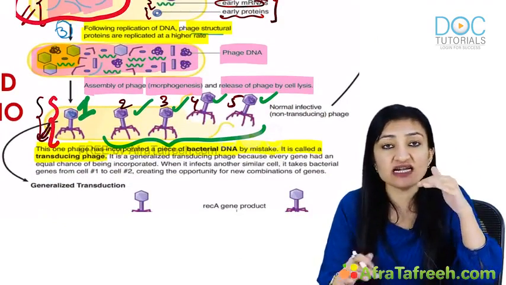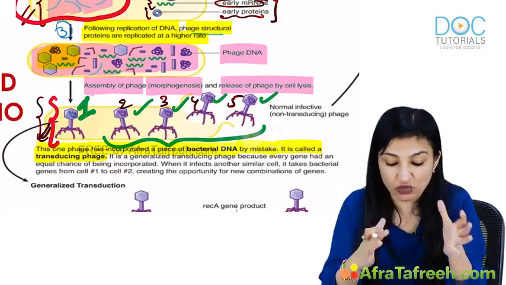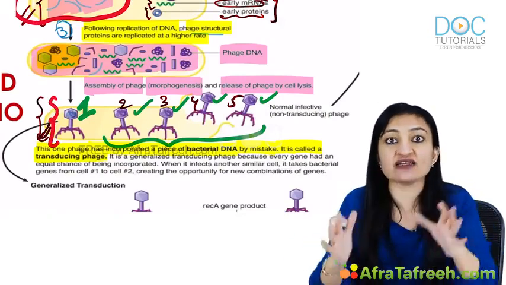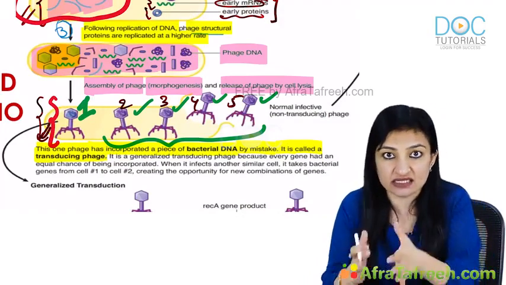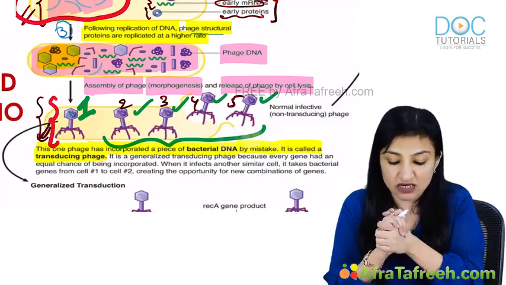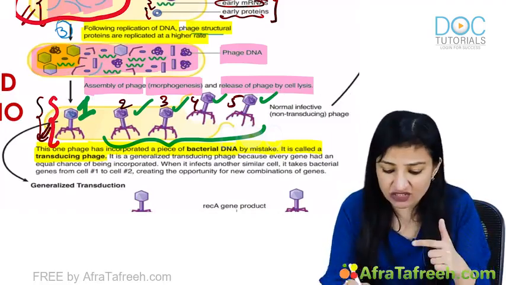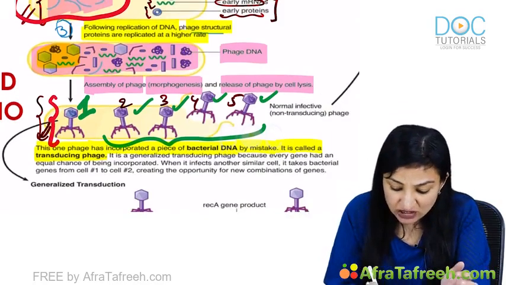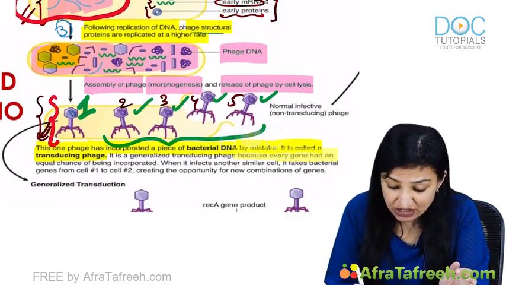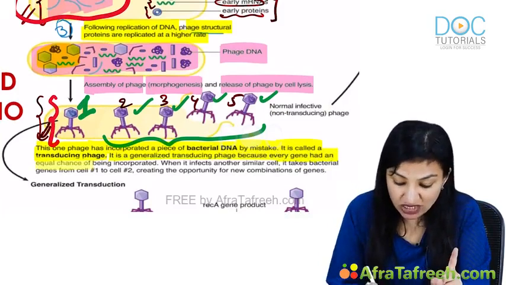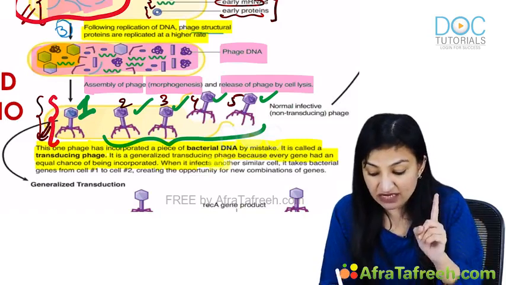So we say that any bacterial gene, by mistake, can enter the phage. So it is generalized. It is not that only a specific bacterial gene is going to enter the phage during the assembly. That is why this process is known as generalized transduction. So it's a transducing phage. It's a generalized transducing phage because every bacterial gene has an equal chance of being incorporated when it infects another similar cell.